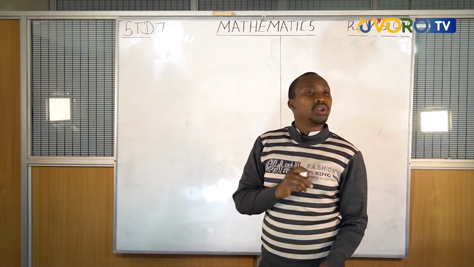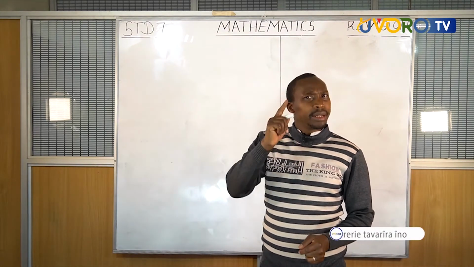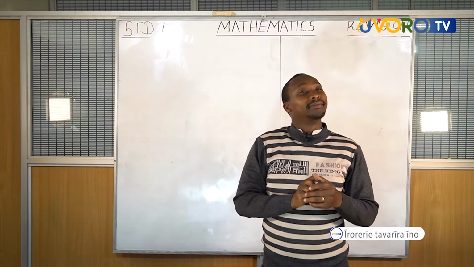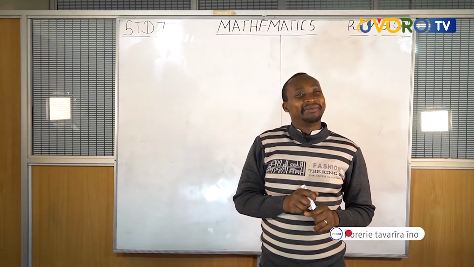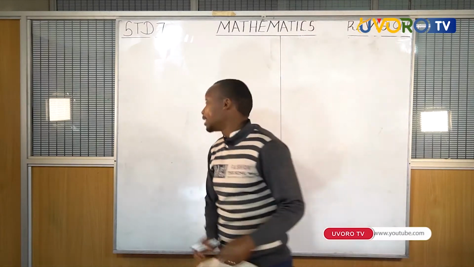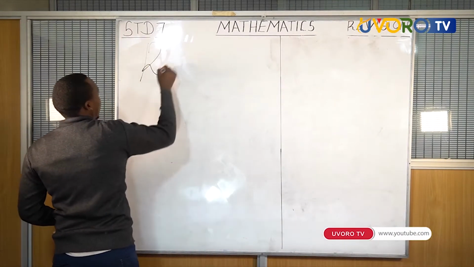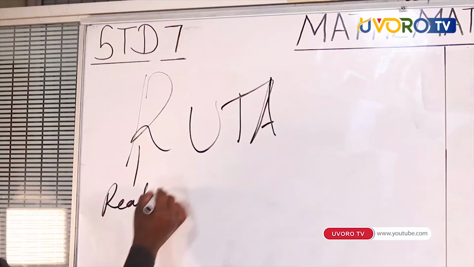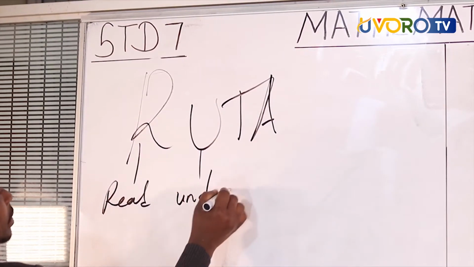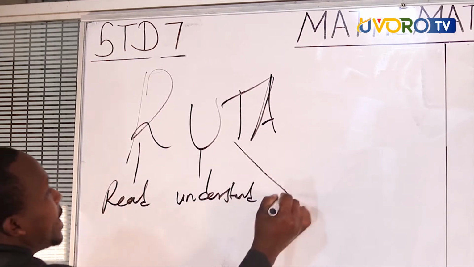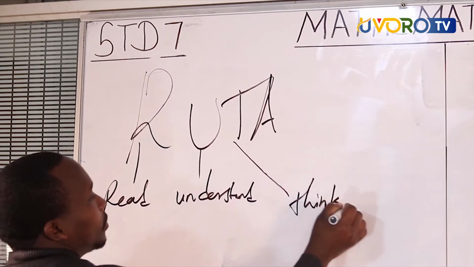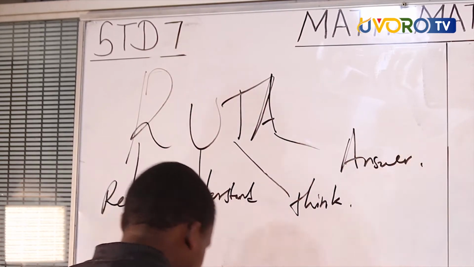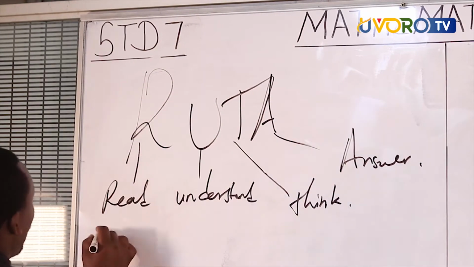But just before we continue, somebody to tell me something is lacking. What is that? Very good. That is our formula. That is ROUTER. R for reading. U for understanding. T for thinking. And the A, it is for what? For answering.